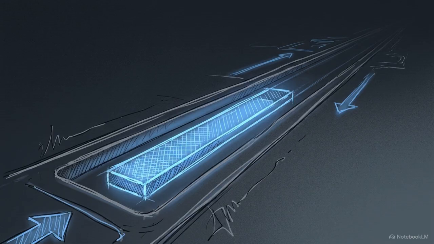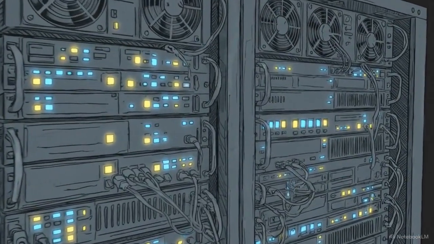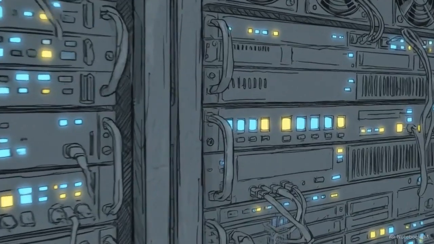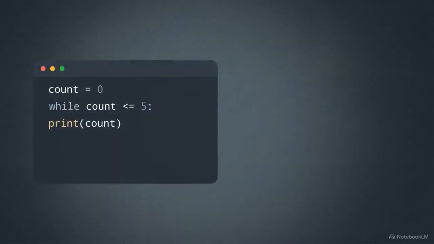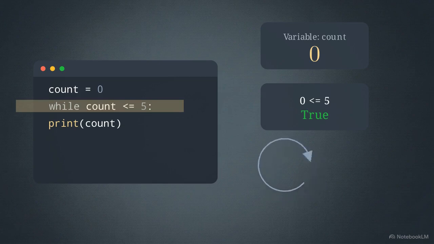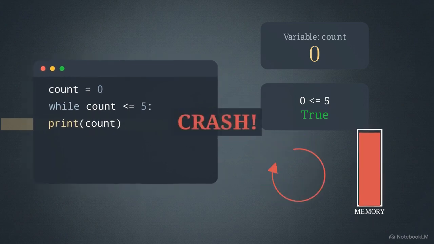Sometimes you don't know the required number of iterations in advance. You might be waiting for a user to enter valid input or for a server to respond. For indefinite tasks, you need a while loop. Looking at this basic while loop, you can see how the logic shifts. Instead of iterating over a set sequence, this loop executes its block of code continuously as long as the condition remains true. If your condition never becomes false, the loop runs forever.